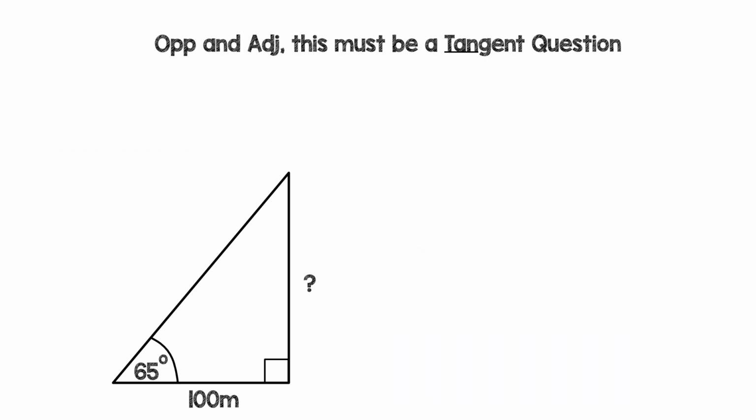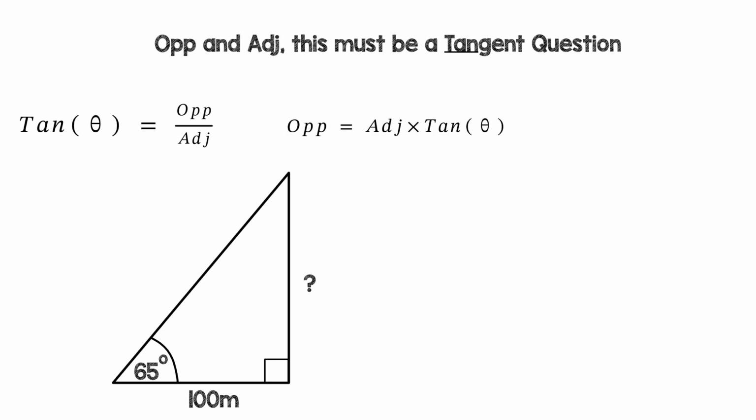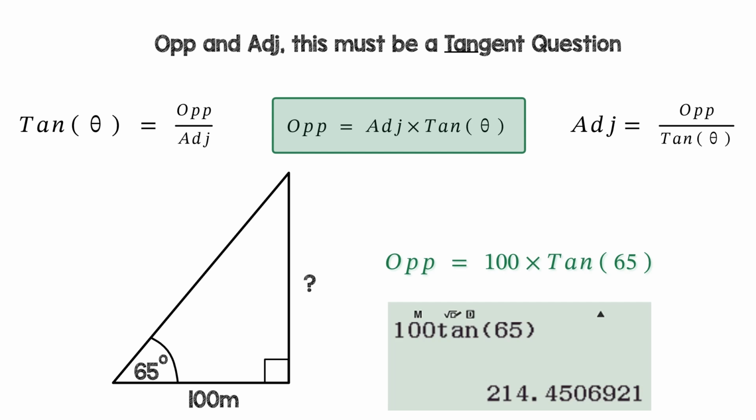Now the sides of interest are opposite and adjacent, so this has to be a tan or tangent question. Tan is opposite over adjacent. Opposite equals the adjacent times the tan of the angle, and the adjacent equals the opposite divided by the tan of the angle. Opposite equals the adjacent times the tan of the angle. Make sure your calculator is in degrees mode.